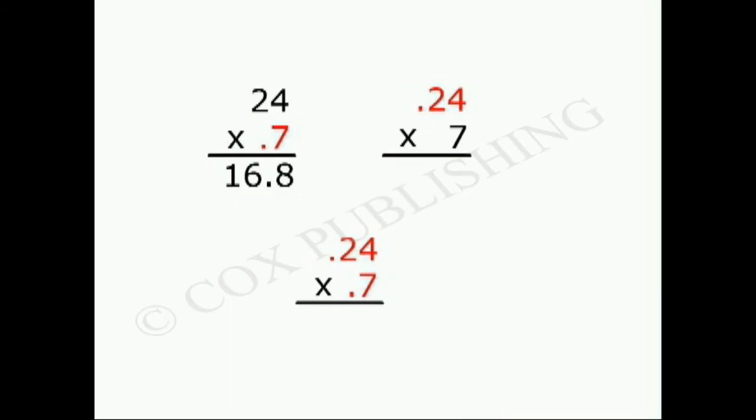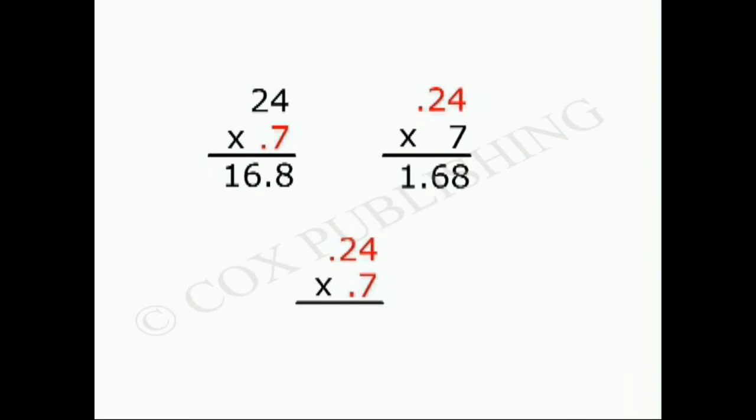Bruno, can you do the second example? I'll try. I have to multiply 7 times 24, and I get 168. Next, I have to count all the decimal places in my problem in order to find out how many places I have to count to place my decimal in my answer. I only have 1 decimal number in my problem with 2 places in it, so I place my decimal point in 2 places from the right in my answer. The answer is 1 68 hundredths.